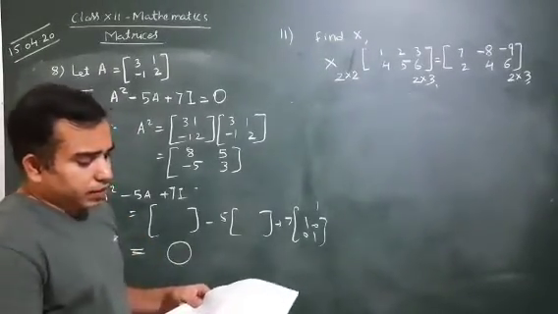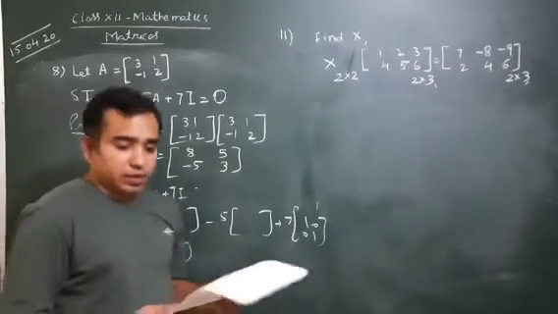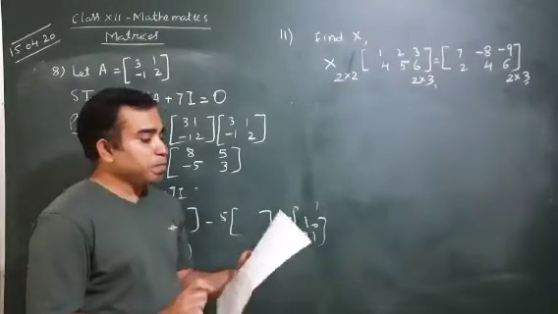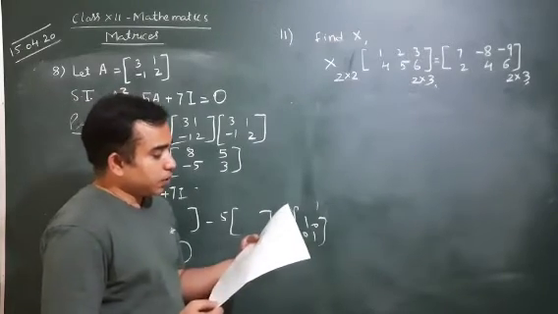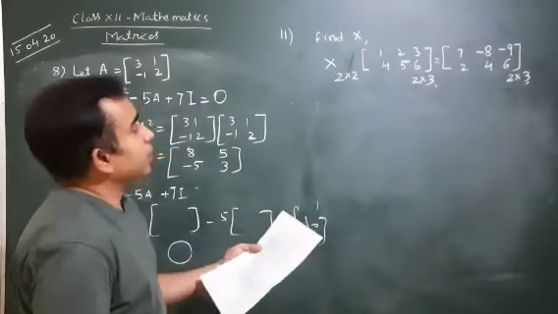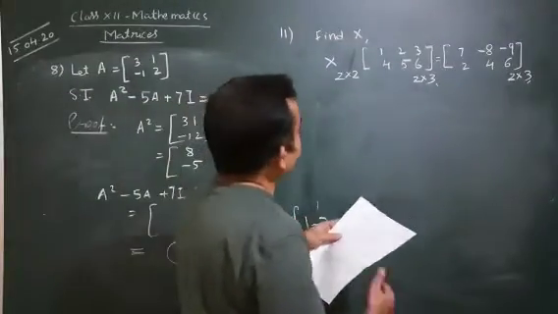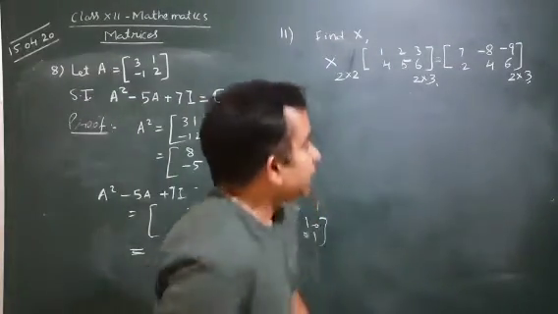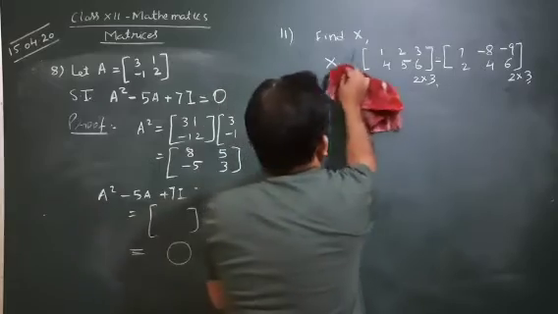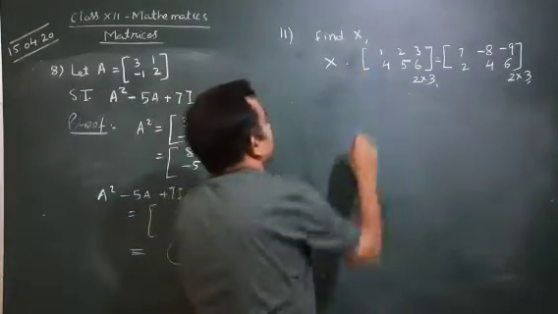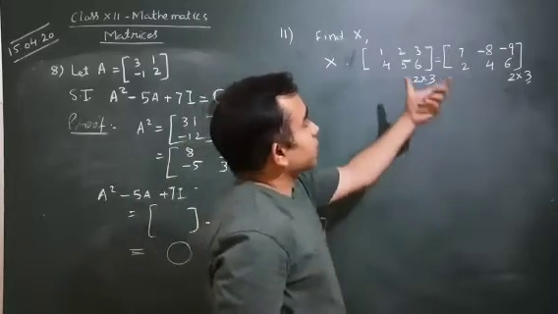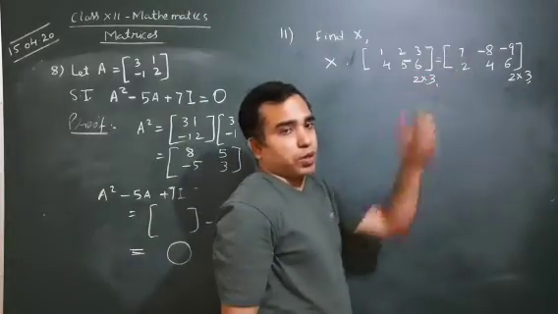Question number 9 is quite similar to 7. It can be done in a similar manner. Question number 10 also I am leaving for viewers. Question number 11, let us see. Question number 11 says that find a certain matrix X which satisfies this equation, that X into this matrix is equal to another matrix of order 2 cross 3.